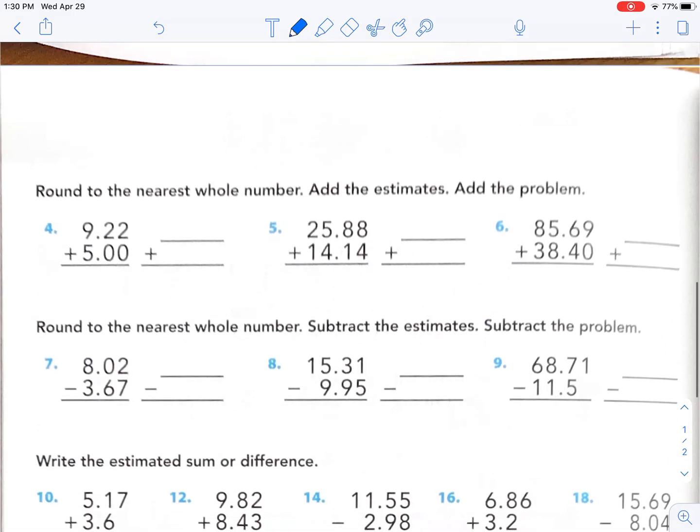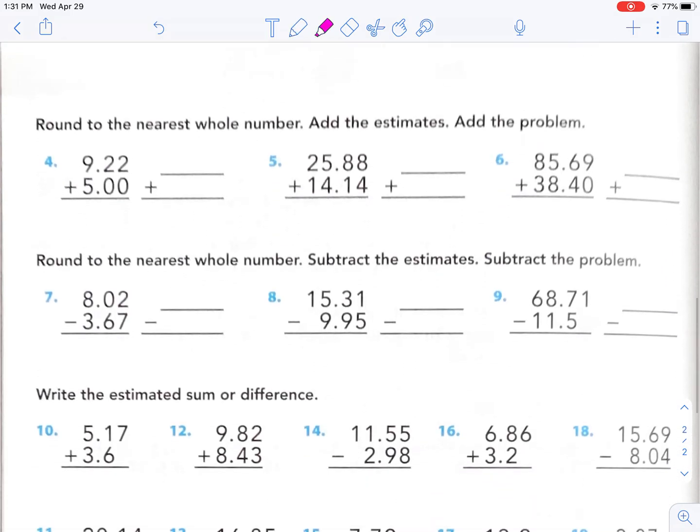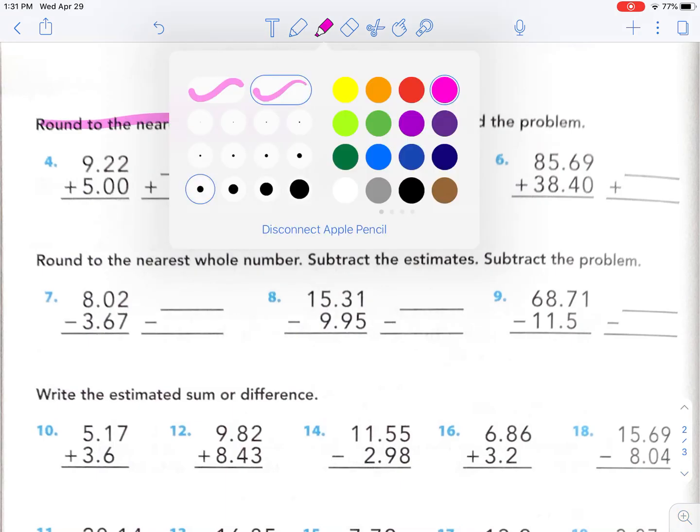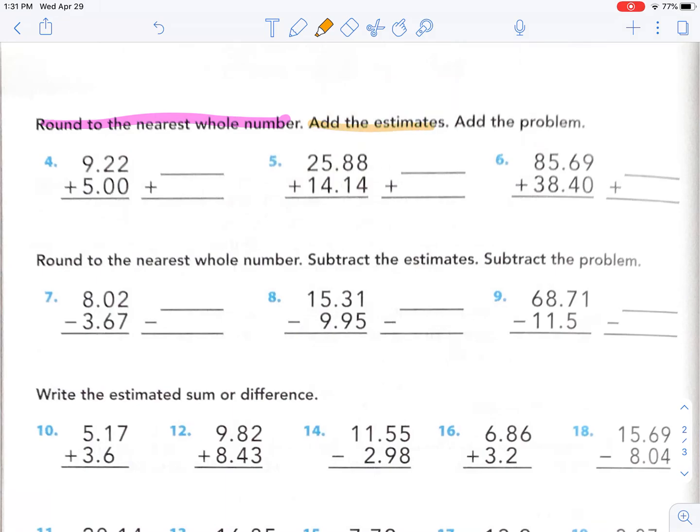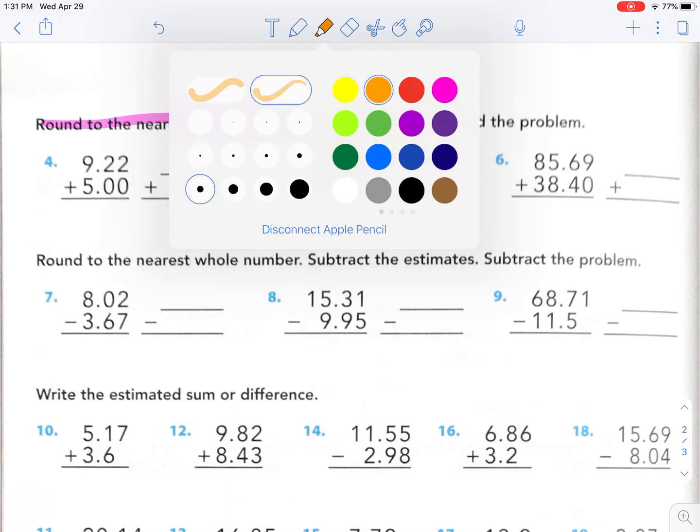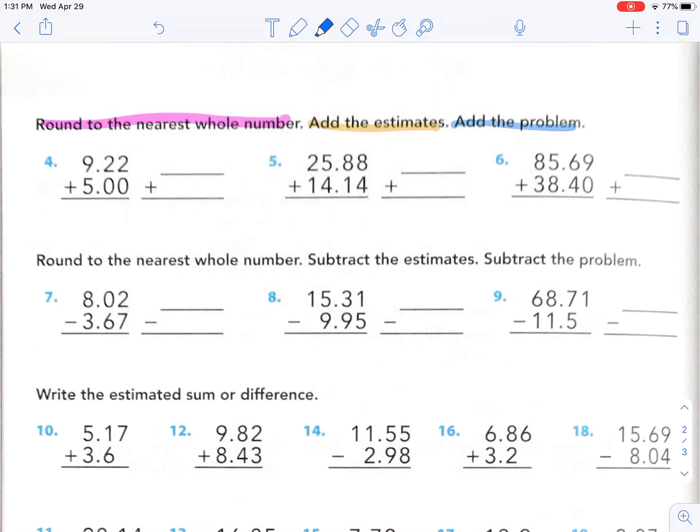Turn the page. So 2 steps for these problems. Round to the nearest whole number. Then add the estimates. Then 3 steps, add the problem. Okay? So let's do step 1. I'm going to do it in pink for all these. I'm going to round to the nearest whole number. Let's do all our rounding first for these 3 problems, just for fun.